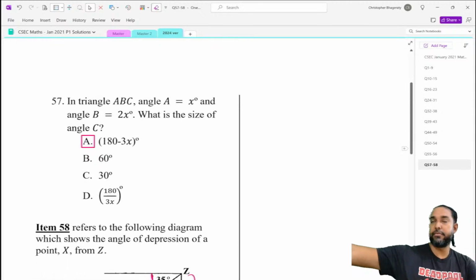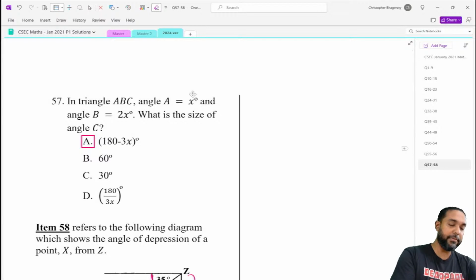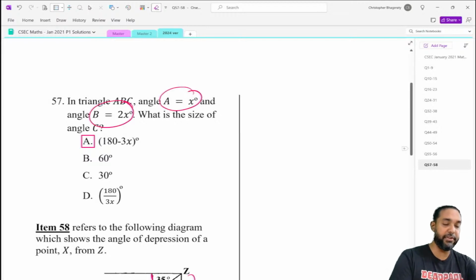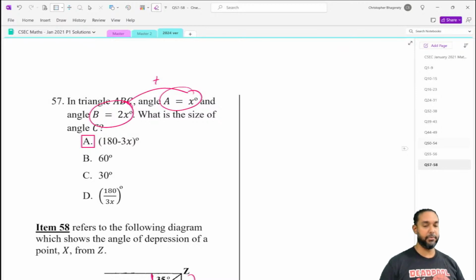If you have 2 of the angles in the triangle, to find the third one, you add those 2 together and then subtract from 180. And 2x plus x is 3x. Yeah, all right, thanks. No problem.